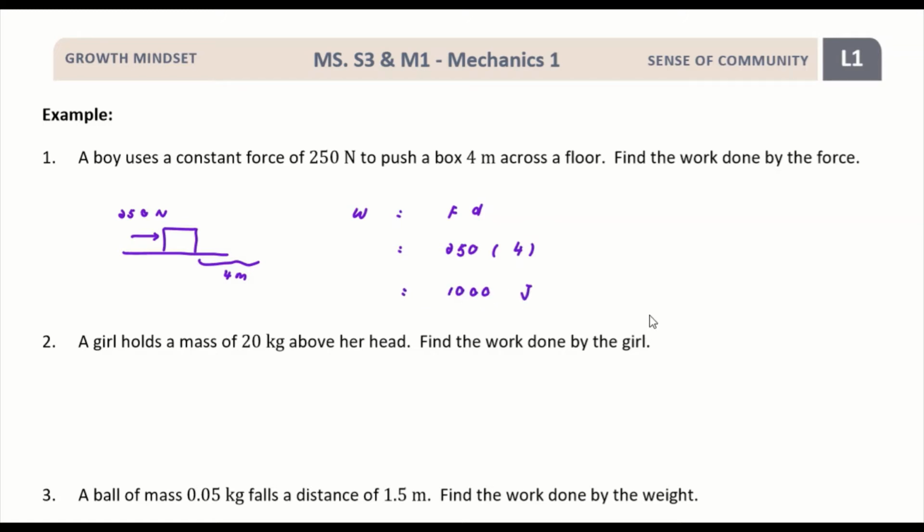Okay, number two: a girl holds a mass of 20 kg above her head. Find the work done by the girl. Remember what we talked about just now. If this girl is trying to hold the box of 20 kg over her head, but there's no displacement, it's just the position of holding, so the work will be zero. The idea is that there's no distance or motion involved. Okay, so let's look at number three.